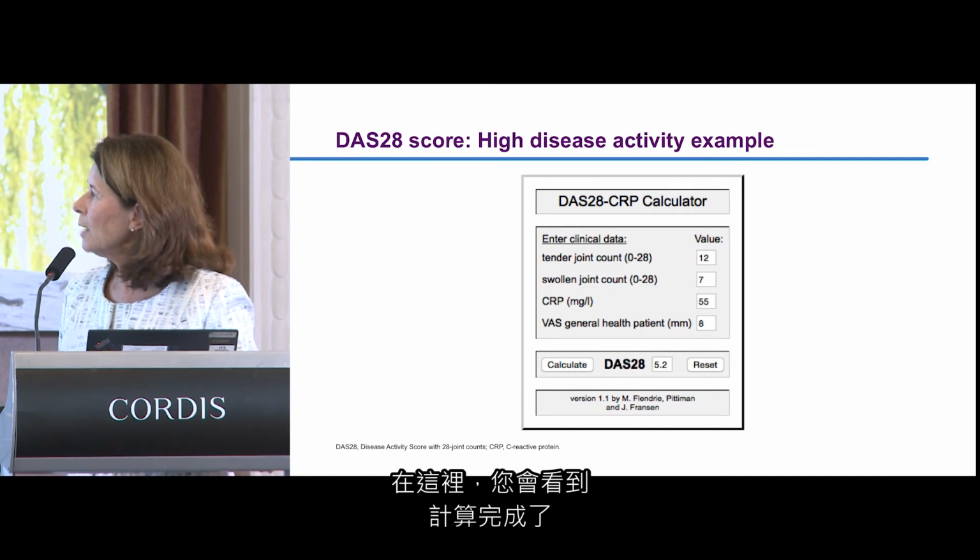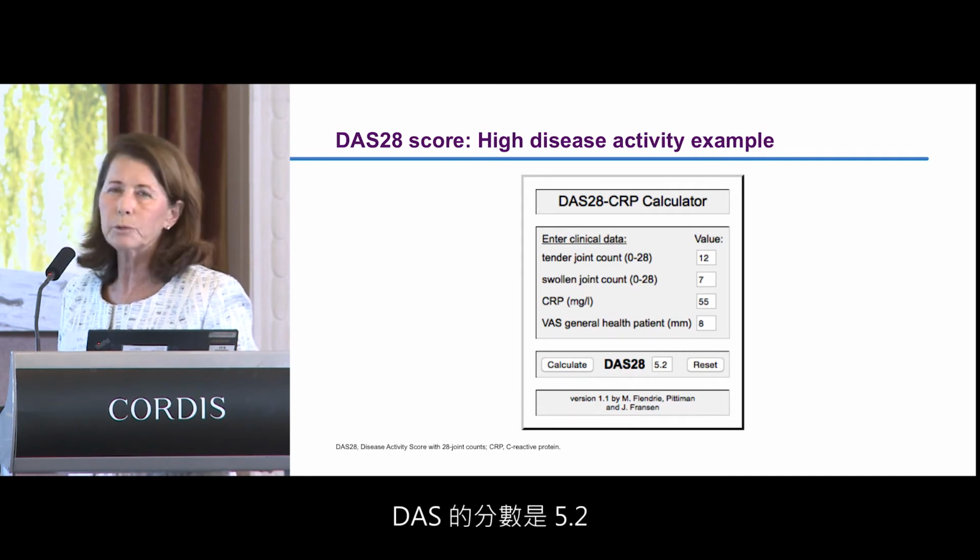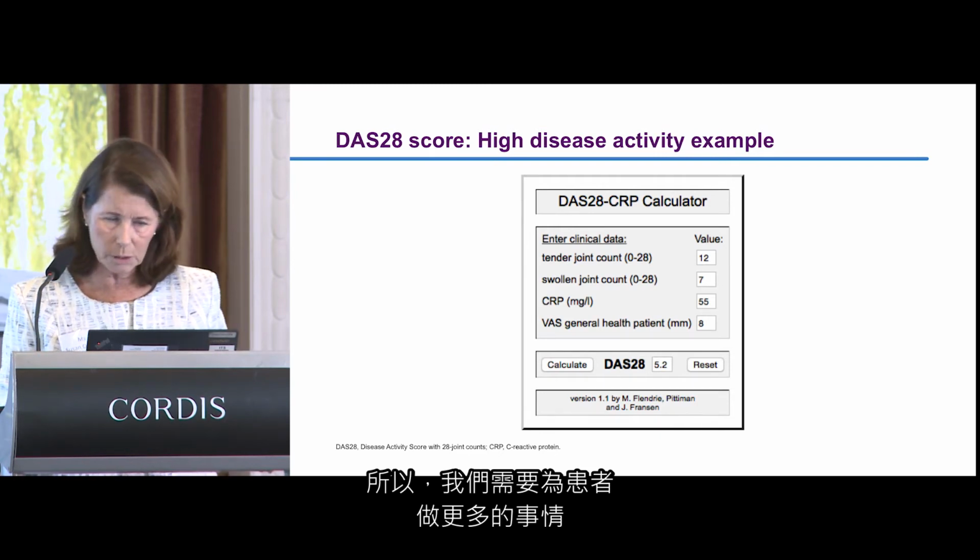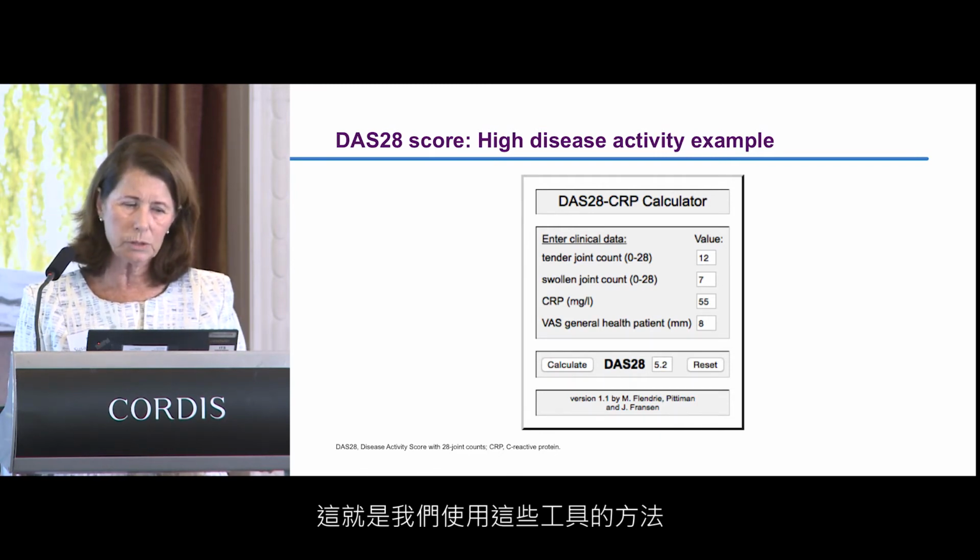So that makes a big difference to the overall score. And you'll see here that it's calculated, and there is the DAS score of 5.2. So we need more work to do for that patient. But that's how we use these tools.